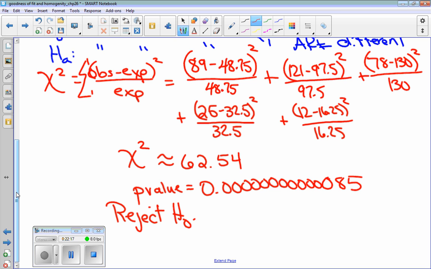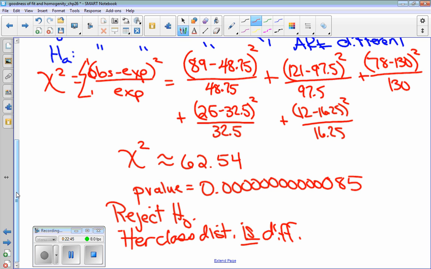Reject that null, and therefore in context, what can we say? In context of the problem. The grades, her distribution is different this year. Okay? Now, what's nice is that we can actually say why it's different too. But we can say that her class distribution is different. And we have evidence to suggest that.